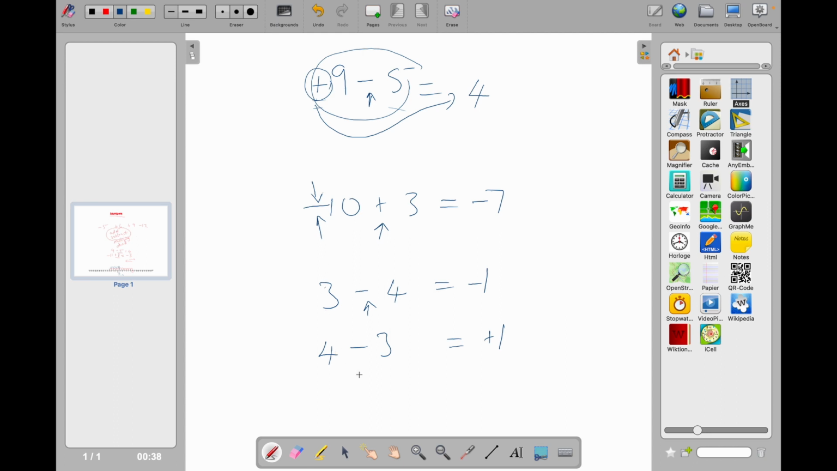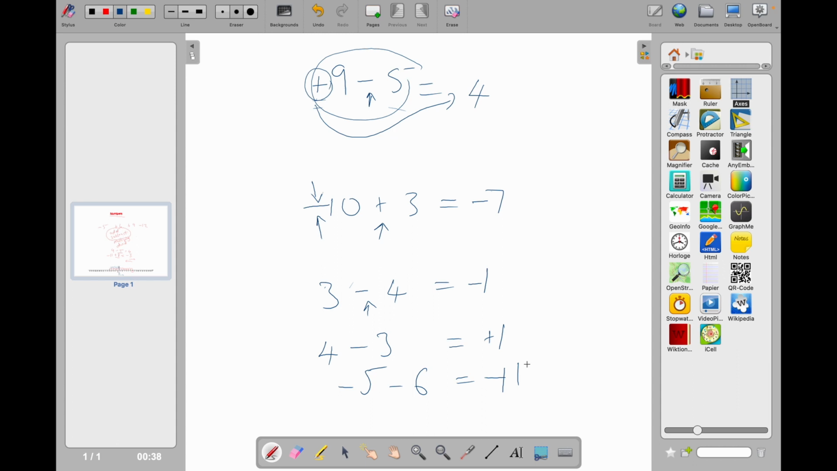But what about if the signs are the same? Let's say we have minus 5 minus 6. What you do is you just add the numbers. So here we get 11, and we take the common sign and put it here. So that's easy. You just add and take the common sign.